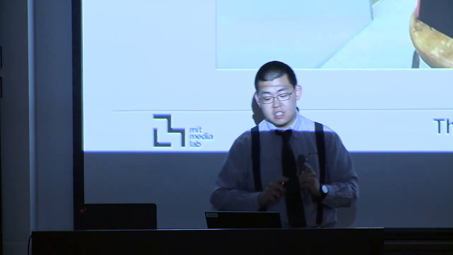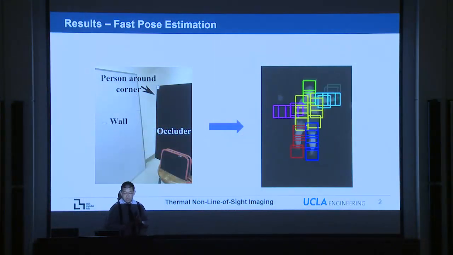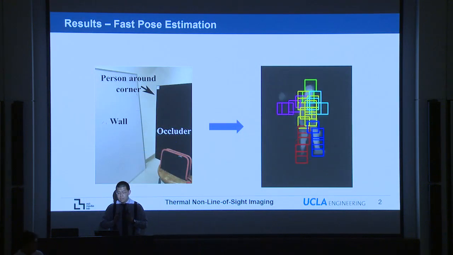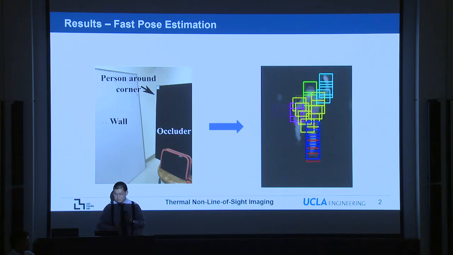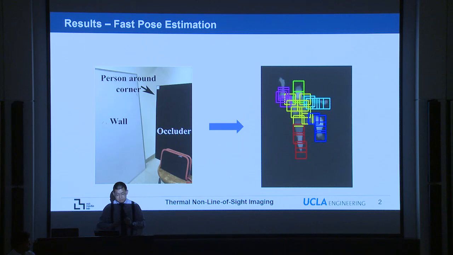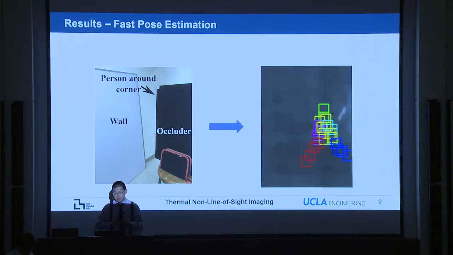I'm going to give you my answer. The answer is heat. Tomo is hot. Well, at least he is hotter than the background. Maybe we can use thermal cameras to see around corners. So let's see how that looks. Here we have a person hidden around the corner, and we are looking at the wall. What we get? High quality pose estimation of the occluded person.